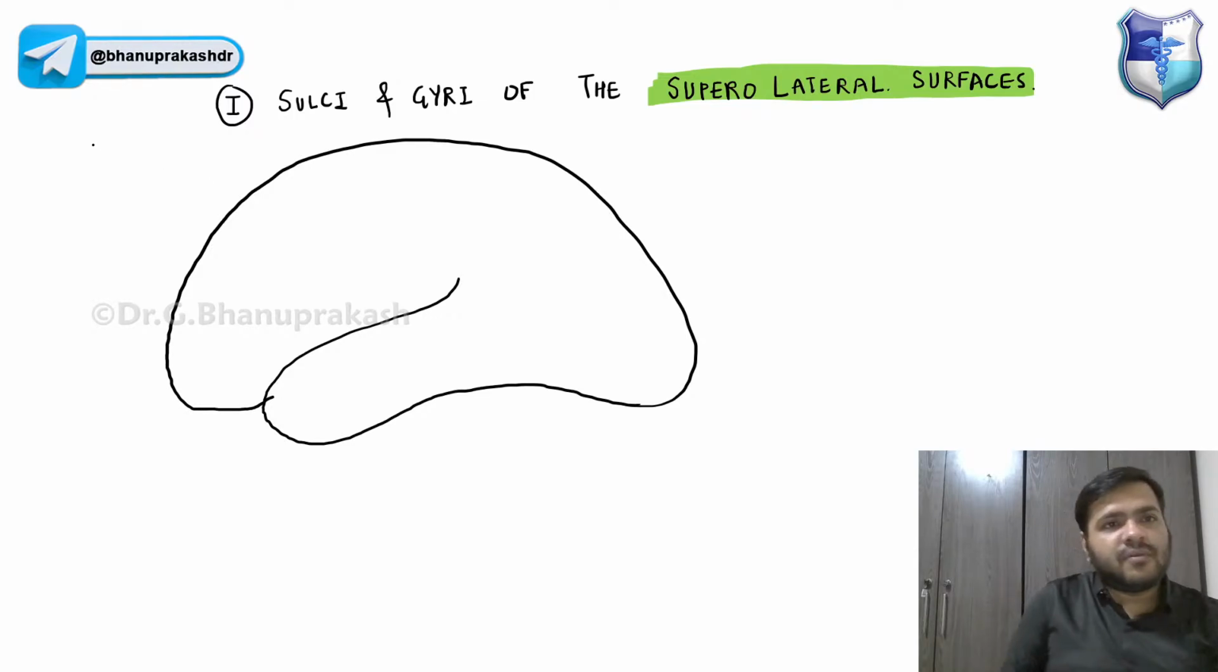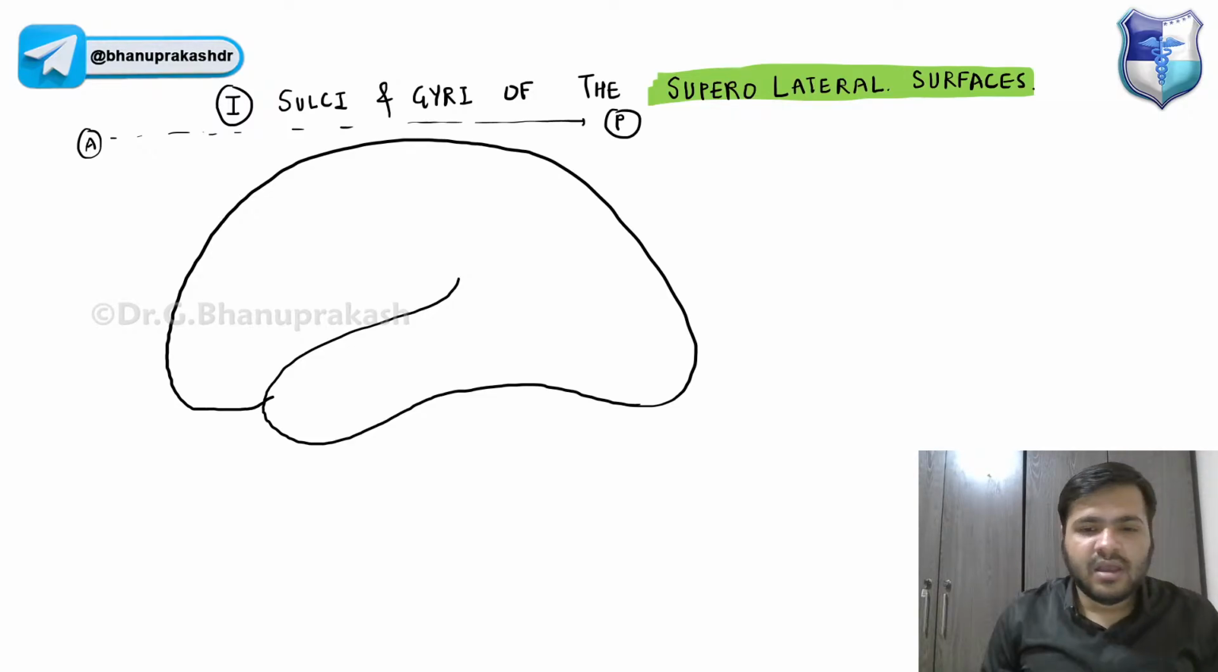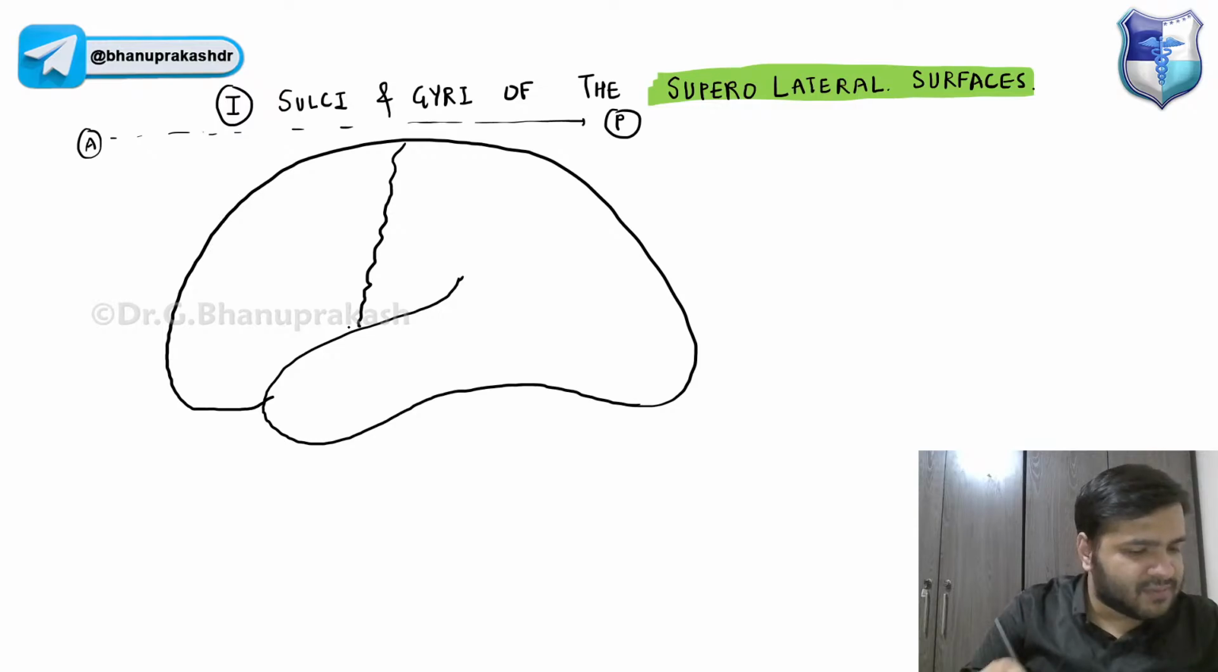Now that is from anterior to posterior, right? From anterior to posterior. Now guys, just try to see in the frontal lobe, let us try to mark the important sulcus that we have already drawn. We have this sulcus in between, and that is called as, tell me the name of the sulcus which I have drawn right now.